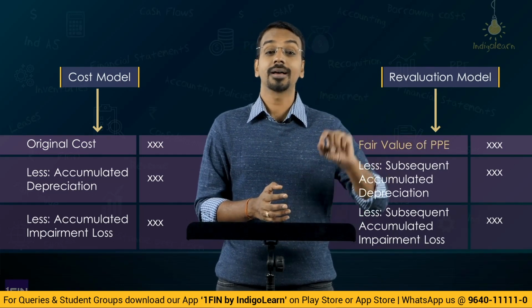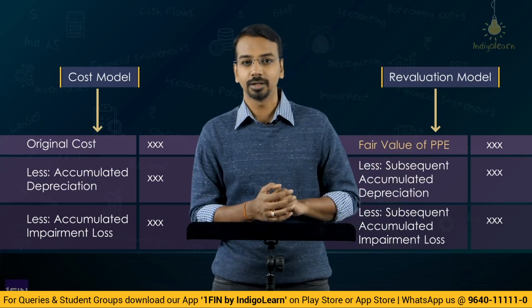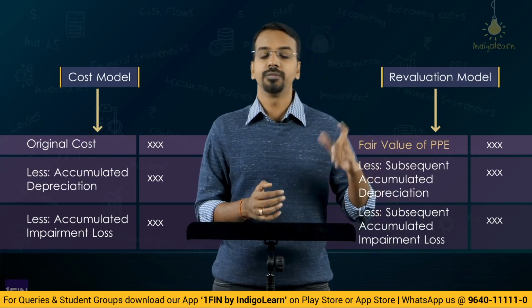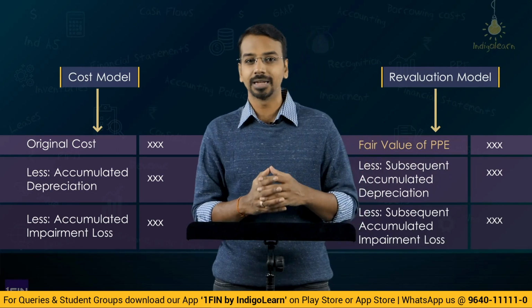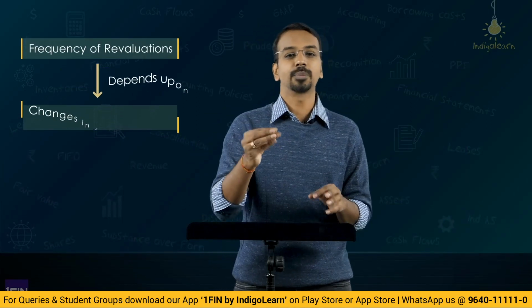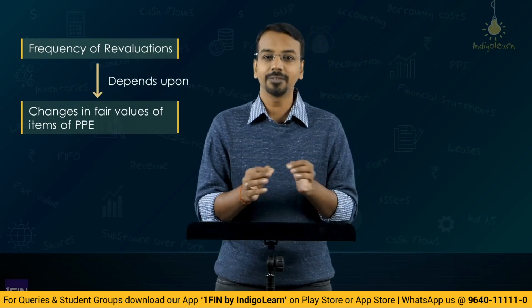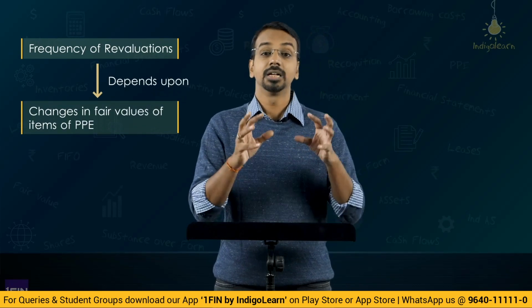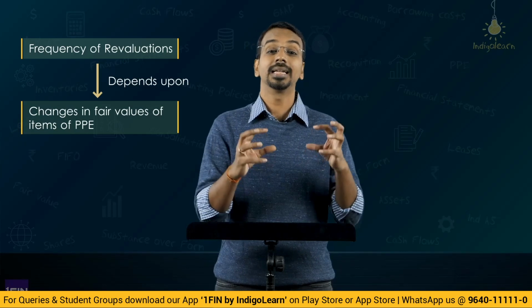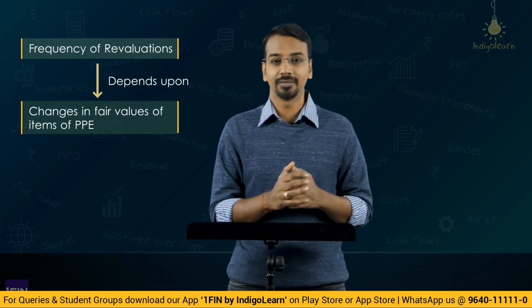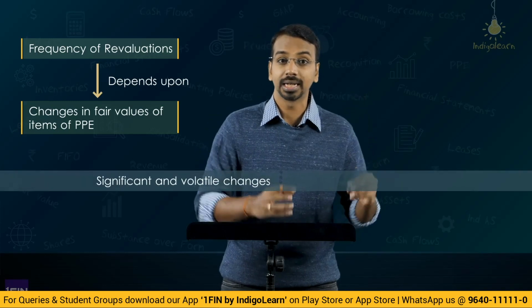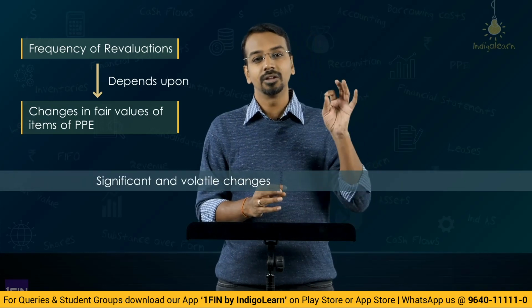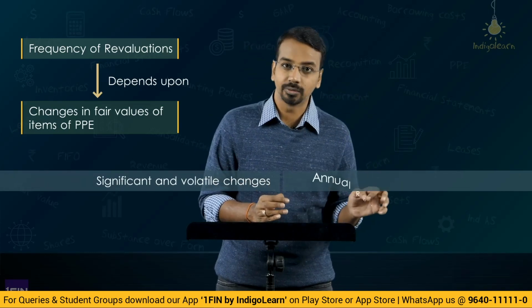Now, the first question is, how often should we compute the fair value? Should we do it every year? Should we do it every 2 years, 5 years? How often should be the frequency of revaluation? For this, we have to look at the changes in the fair value of that particular asset. Now, to determine the frequency of revaluation of assets, we have to check the volatility in the asset's fair value. Does the asset value fluctuate? Is it highly volatile? If that is the case, then the fair value must be computed annually.